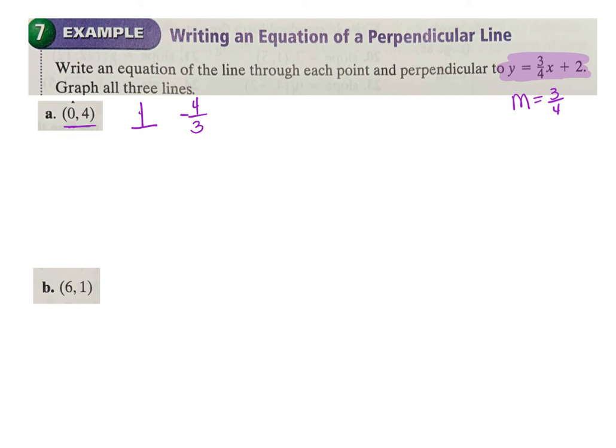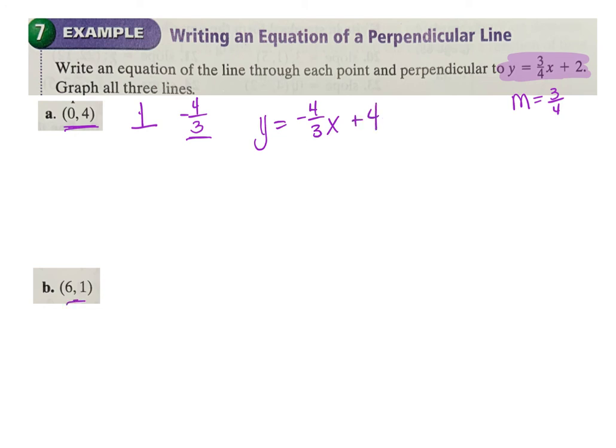They did not tell me what type of equation they wanted. 0, 4. What did they give me there? Yeah, they give me a point, but what point did they give me? 0, 4. My x is 0, right? Y-intercept, okay? So I have slope and my y-intercept. What's probably the best equation to write it in here? Yeah, y equals mx plus b. I'm there, okay?